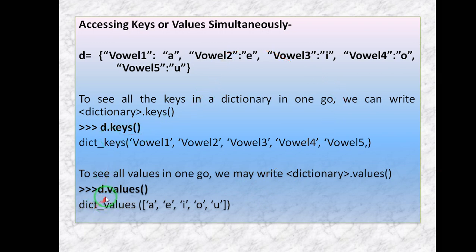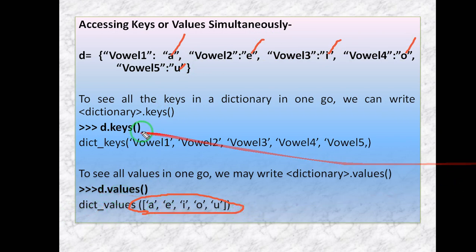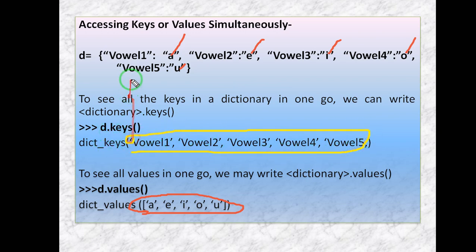When you give the command d dot values, it will display all the values present in the dictionary named d. Suppose this is the dictionary, so these are the values a, e, i, o, u. When I give the command di dot values, it displays all the values. And if I give the command d dot keys, it will display all the keys. So here vowel 1, vowel 2, vowel 3, 4 and vowel 5 are the keys.